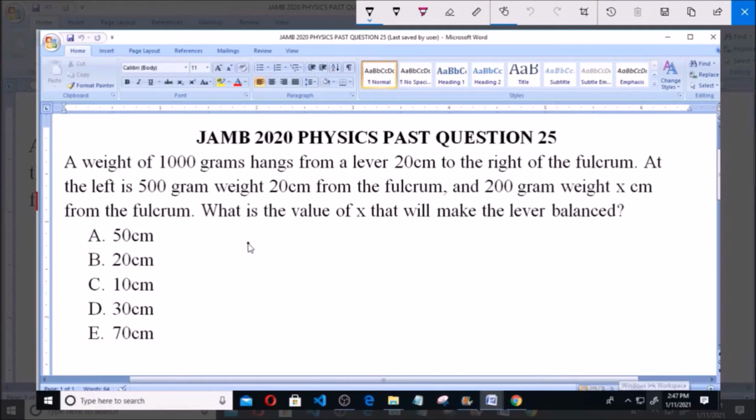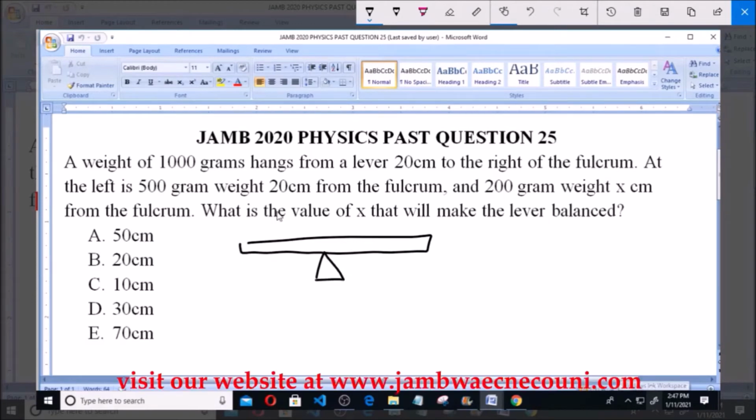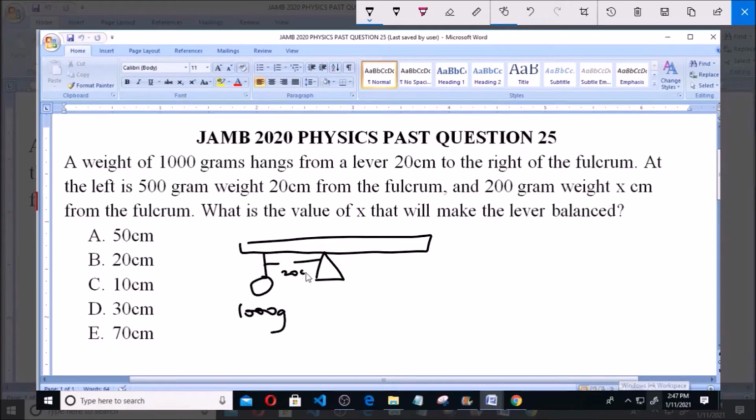And let's assume we have a fulcrum like this. We have something like this, and this is a fulcrum. Now, on the right hand side, let's take here to be our right. On the right hand side, we have a mass of 1000 grams, 1000 grams hanging 20 centimeters from the fulcrum. That means from here to here is 20 cm.